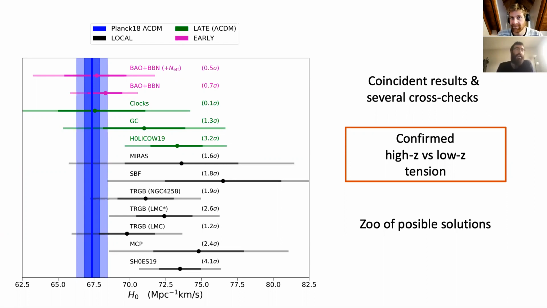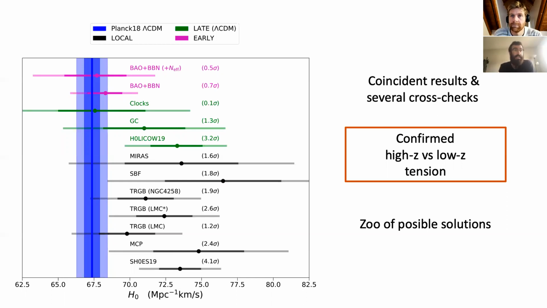constant tension. I'm showing in blue the measurement by Planck 2018, assuming ΛCDM. In black, I'm showing results from the local universe. These results are model independent because you don't need to assume any cosmological model in order to obtain these values of H0. In green, I'm showing results that need to assume a cosmological model because they depend on quantities that are farther away, or that you need to assume this model but don't depend on the early universe. And finally, in magenta, I'm showing results that rely on the early universe.